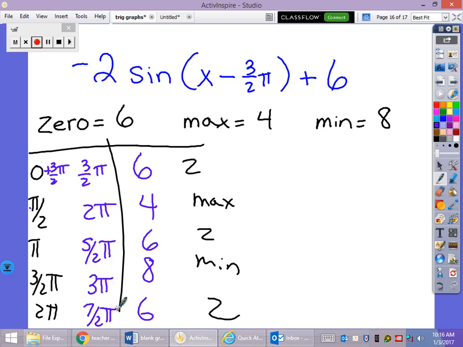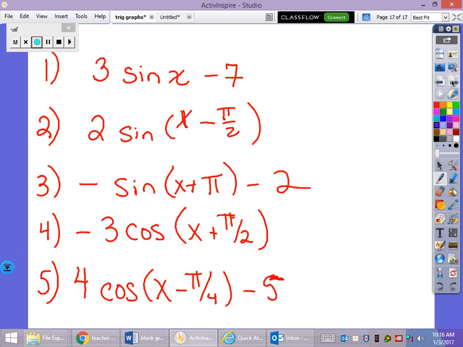Okay? So, your homework tonight is to do exactly this. Make my table, give me my 0, my max, and my min. If there is not a phase shift, then this is going to be the left-hand side. So if there's no phase shift, it's going to be 0, pi over 2, pi. You got it? All right. You have 5 homework problems. There they are.